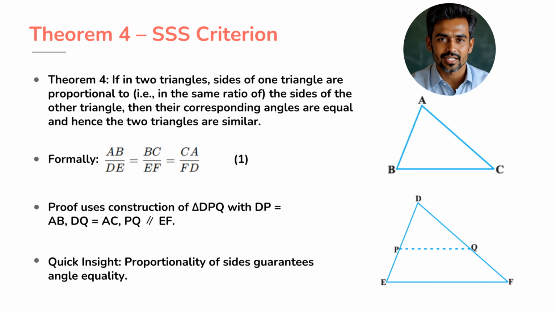In real-life applications, think about how architects use this principle when designing buildings. If they use the same proportions for two structures, the overall shapes of the buildings will be similar, even if one is much larger than the other. So, the SSS criterion gives us a powerful tool to determine if two triangles are similar based purely on the proportionality of their sides. Pretty cool, right?